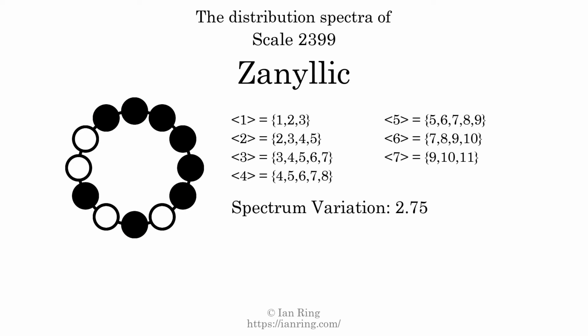The spectrum variation is the sum of all the widths, divided by the number of tones. The spectrum variation of this scale is 2.75. Since the variation is greater than 0, this indicates that the scale is not perfectly even. The highest spectrum width is 4. Since this is greater than 1, we know that this scale is not maximally even.